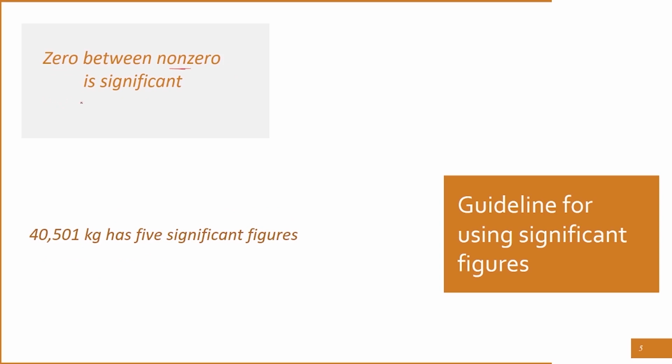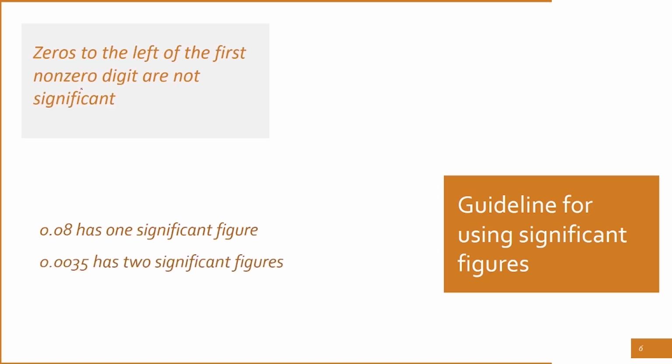Any zero between non-zero digits is considered a significant figure. For example, 40,501 kilograms has five significant figures, 4, 0, 5, 0, and 1. Zeros to the left of the digits are not significant and they only indicate the placement of the decimal point. For example, 0.08 has one significant figure, 8, and 0.0035 has two significant figures, 3 and 5.